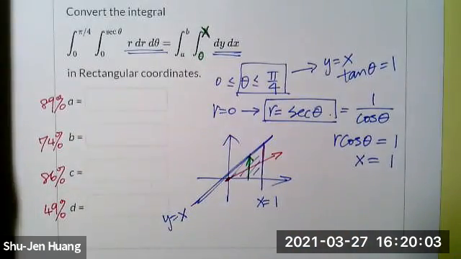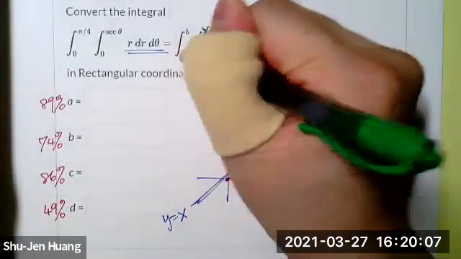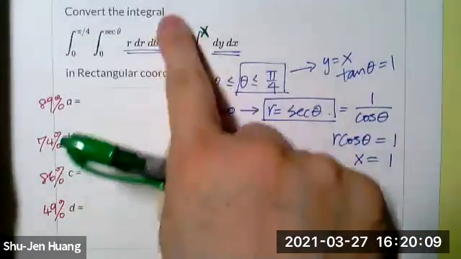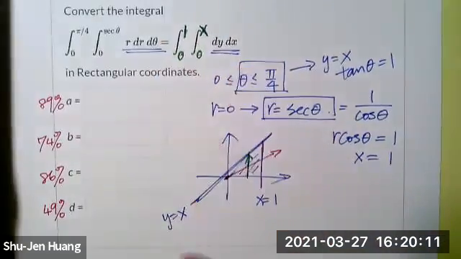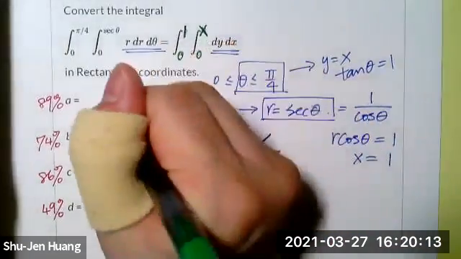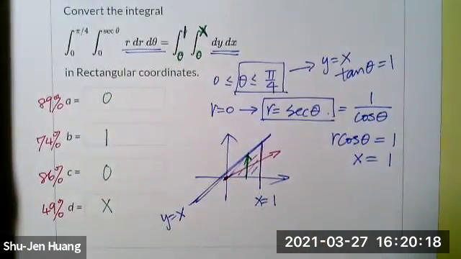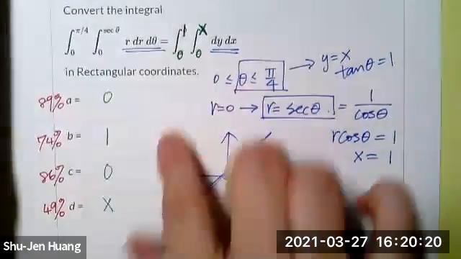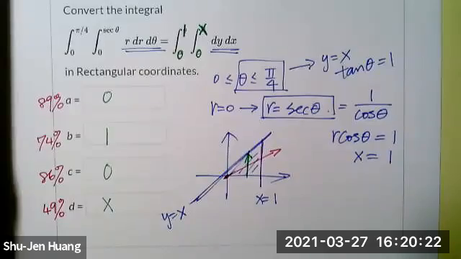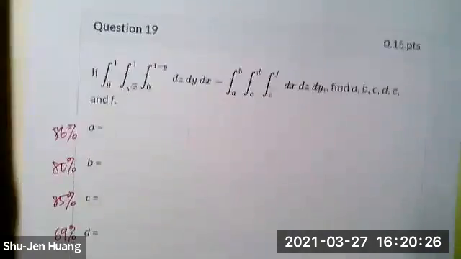You enter it on Canvas, okay? And x is from 0 to 1. So once you have this on the paper, then a to b is 0, 1, c to d is 0, x. This way, you will get the order correctly, okay? Is that good? So this is question 18.